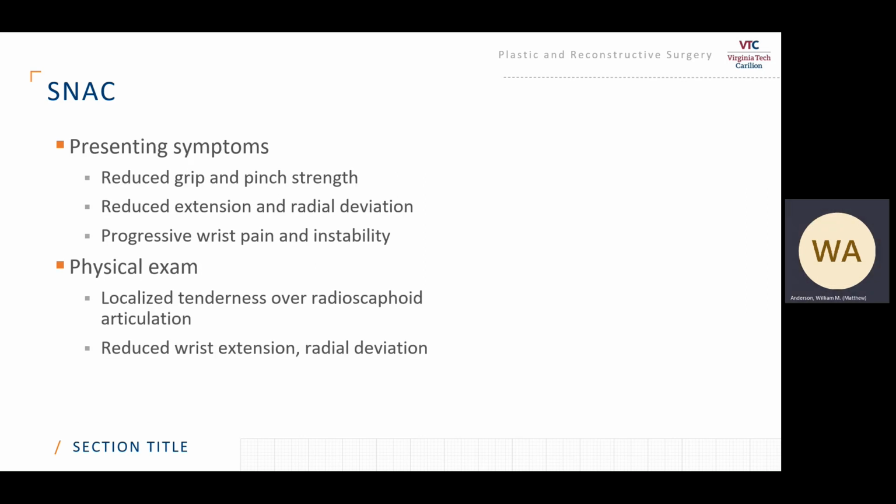So the presenting symptoms of SNAC wrist, again, very similar to SLAC: reduced grip and pinch strength, reduced extension and radial deviation, progressive wrist pain and instability. On physical exam, these patients can have localized tenderness over the radioscaphoid articulation and reduced wrist extension and radial deviation.